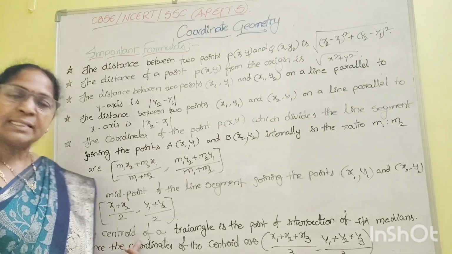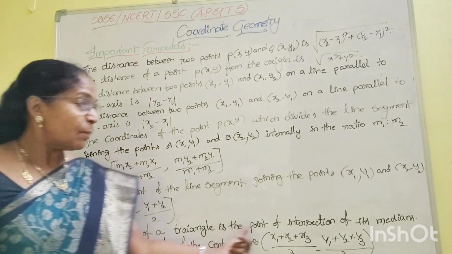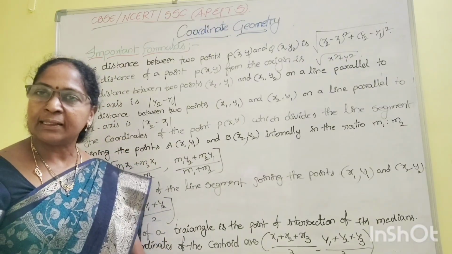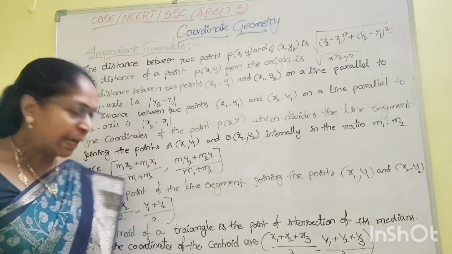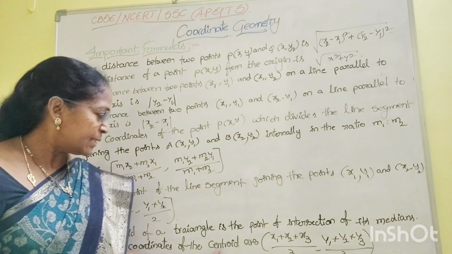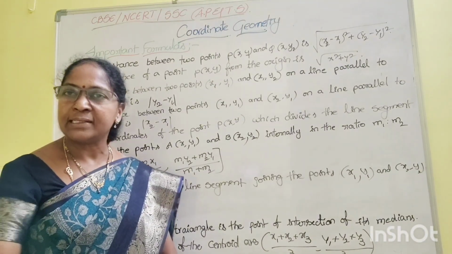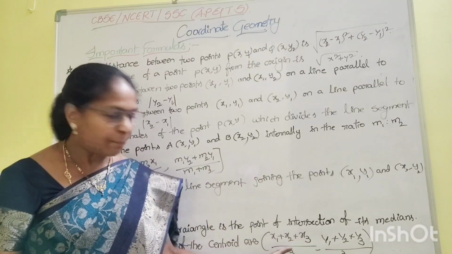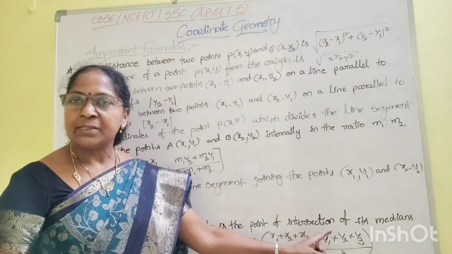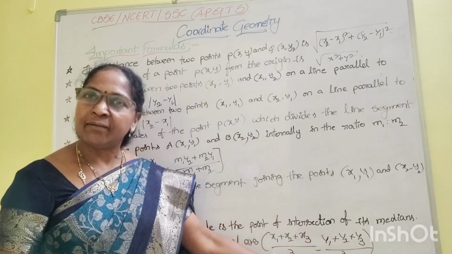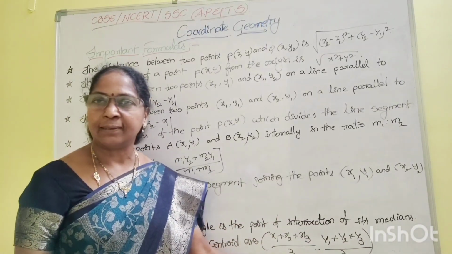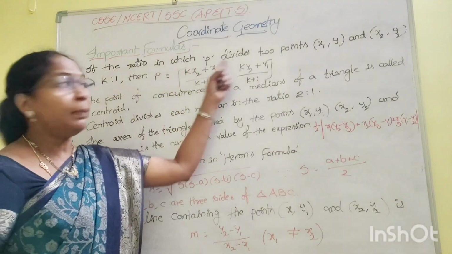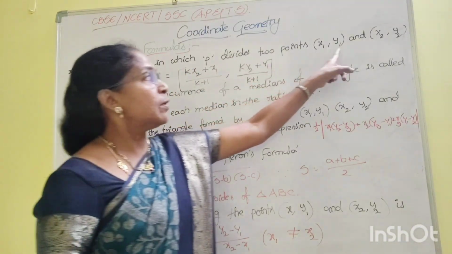And next, the centroid of a triangle is the point of intersection of the medians. So the centroid is nothing but the intersection of the medians of a triangle. Hence the coordinates of the centroid are: the x value is x1 plus x2 plus x3 by 3, and the y value is y1 plus y2 plus y3 divided by 3. This is the formula.